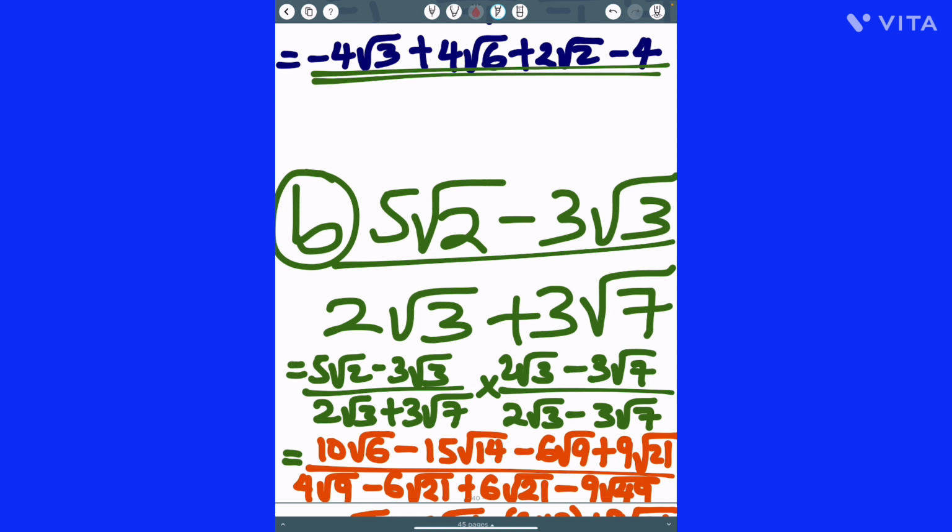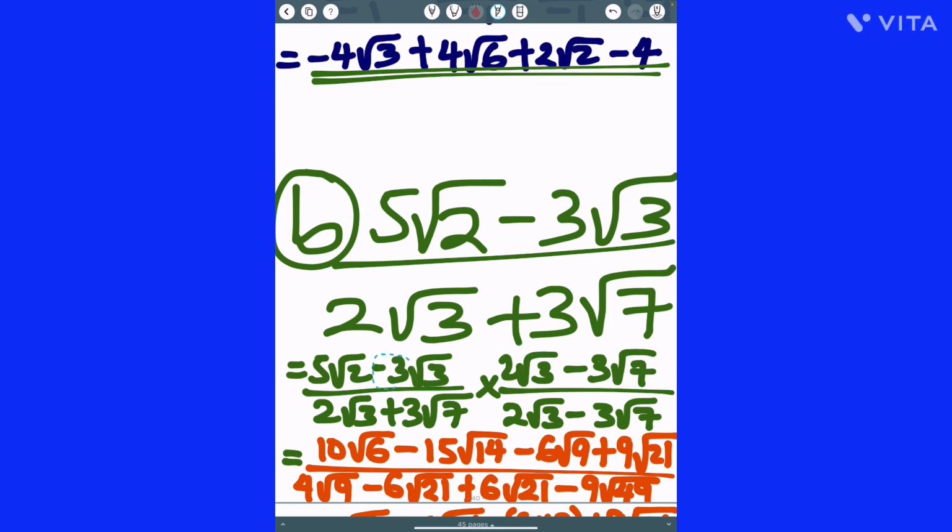On to the next multiplication. Minus 3 root 3 times 2 root 3 will give me minus 6 root 9. You know, minus 3 times 2 is minus 6. Then root 3 times root 3, what? Root 9. Exactly. So the next step is minus 3 root 3 times minus 3 root 7.